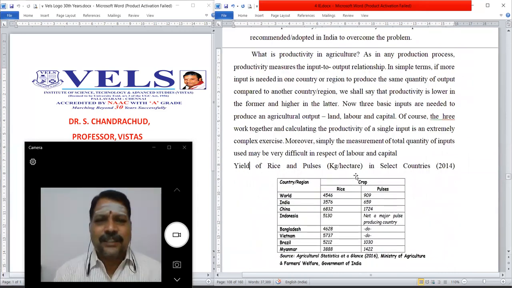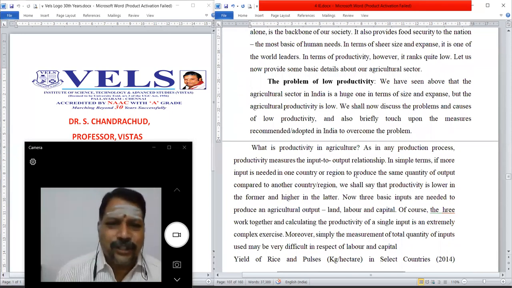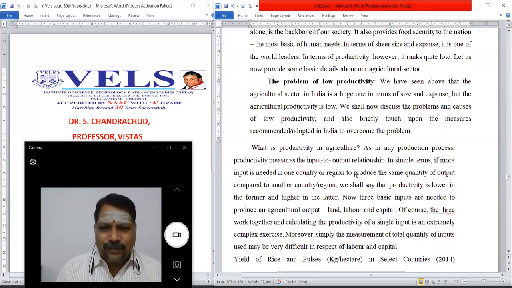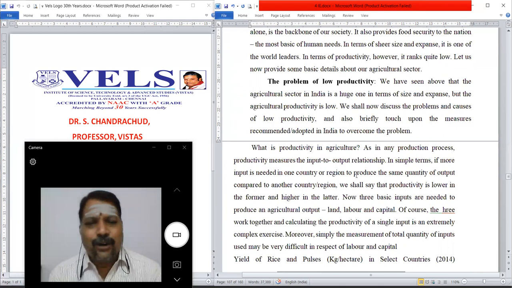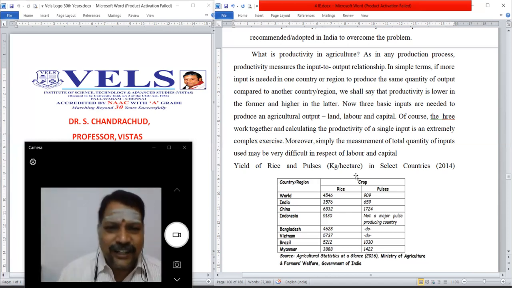We shall now discuss the problem of what are the causes for this low productivity, and we try to touch upon the measures which are recommended or adopted by India over the period of time. What is productivity in agriculture? As in any production process, productivity measures the input to output relationship. In simple terms, if more input is needed in one country or region to produce the same quantity of output compared to other countries and regions, we shall say the productivity is lower in the former and higher in the latter.